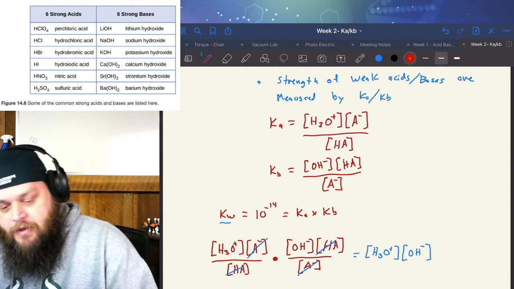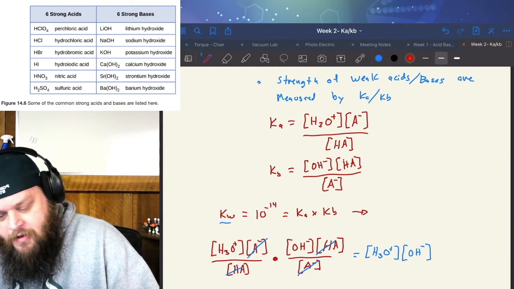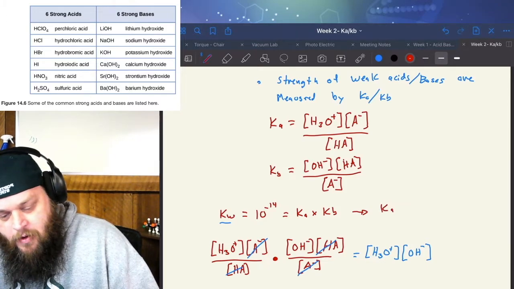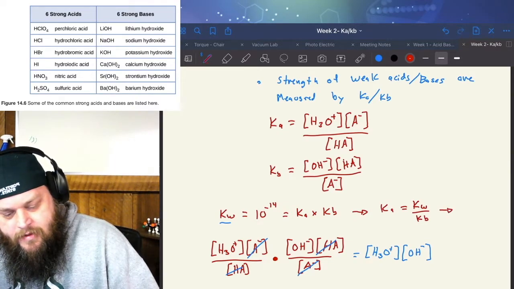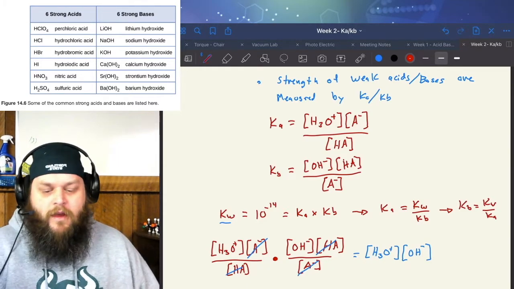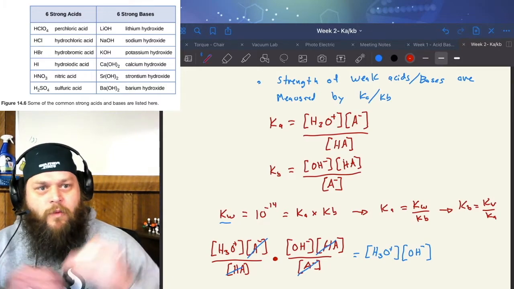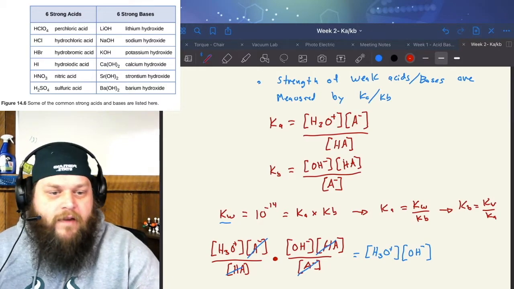And this is a useful relationship because we could find Ka if we know Kb, because Ka is going to equal Kw divided by Kb, and similarly Kb is going to equal Kw divided by Ka. It's a really cool relationship. If you have one, you can always kind of work your way around and find the other.